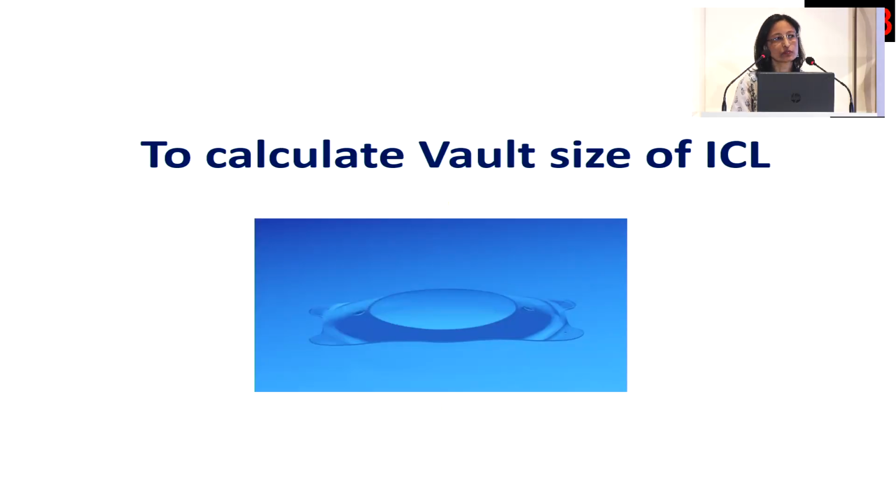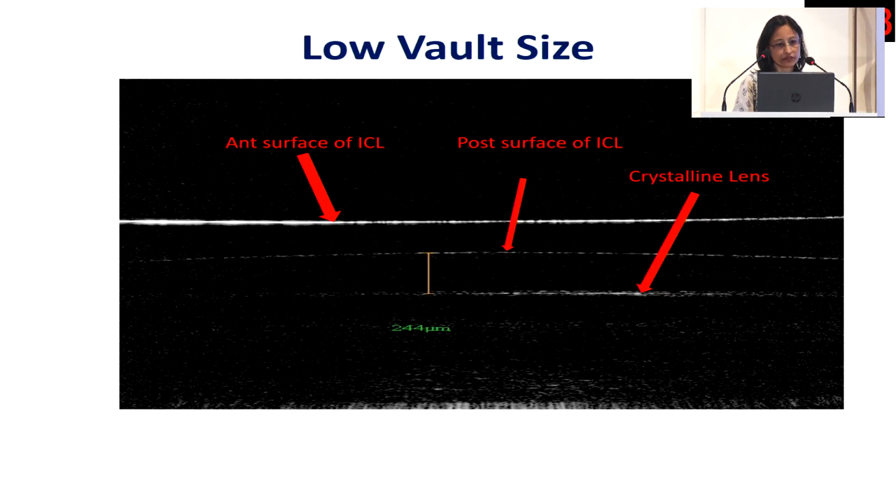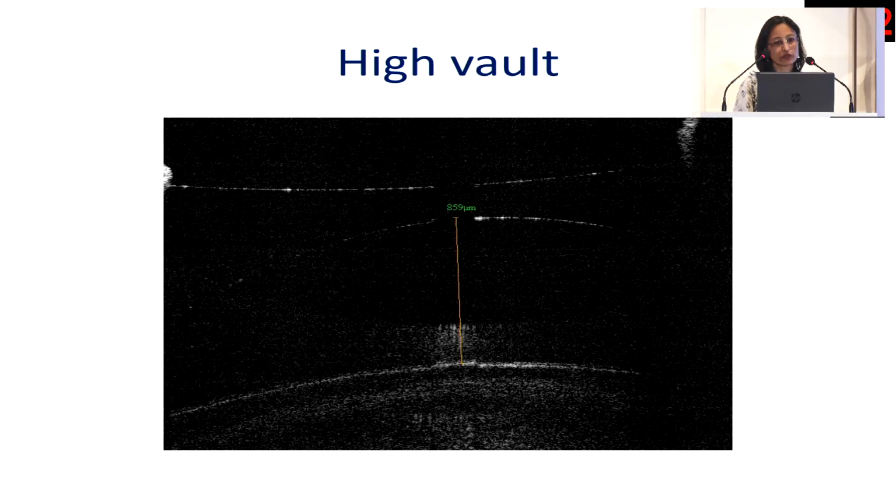Another application is to measure the vault size of the ICL. The vault size of the ICL is the distance between the posterior surface of the ICL and the anterior surface of the crystalline lens. The ideal vault size is somewhere around 250 to 750 microns. But if you see a vault like this, a very low vault, that predisposes the patient to cataract. And if the vault size is very high, then the patient is predisposed to pupillary block glaucoma and pigment dispersion.